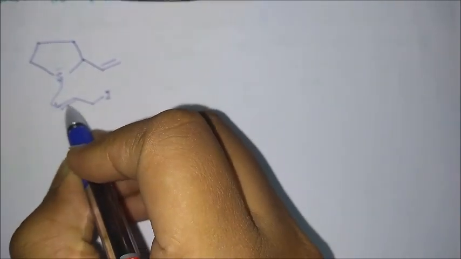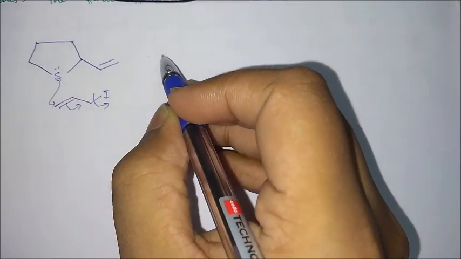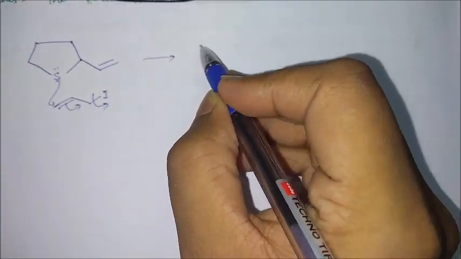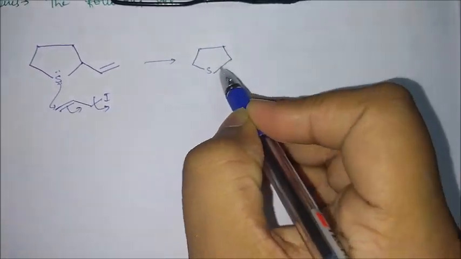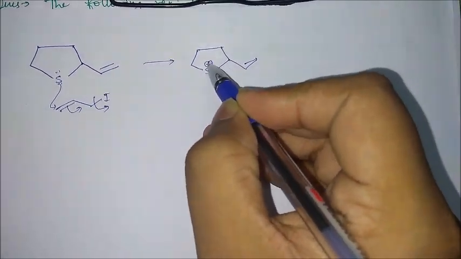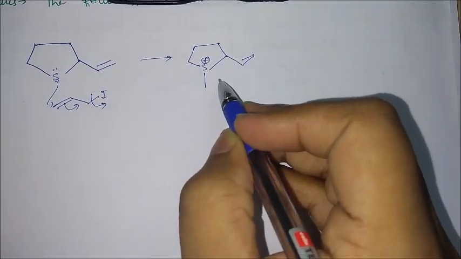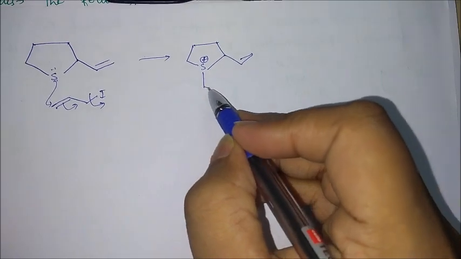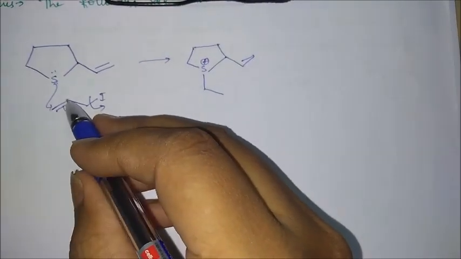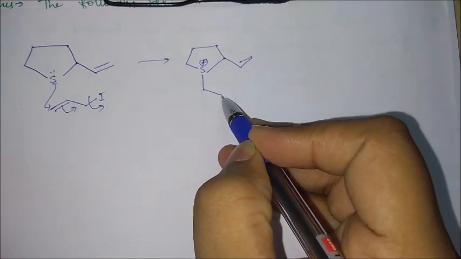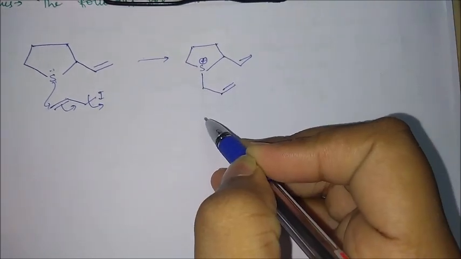The sulfur has a lone pair of electrons, so it will attack here, this will go here, and this iodine will come out. And what you will get is something like this. So sulfur will have a positive charge because it has donated its lone pair of electrons. And how many carbons will be there? 1, 2 and 3. So one more will be there.